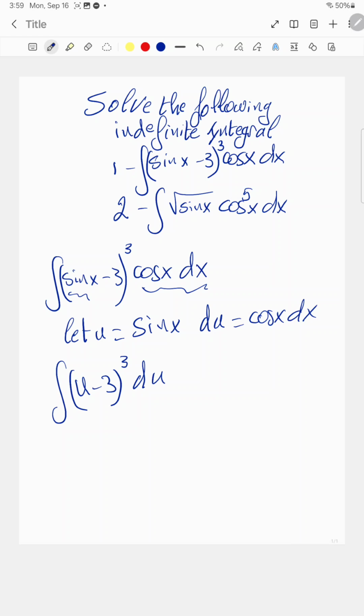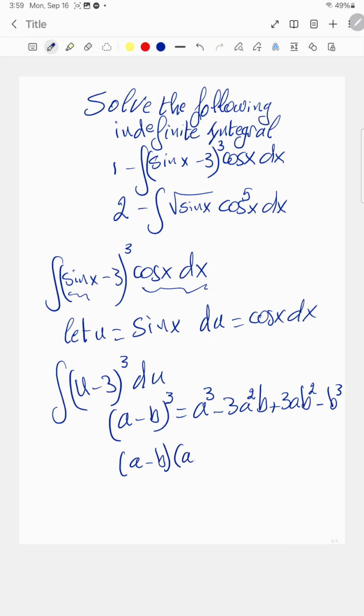And if I look at u − 3, it resembles (a − b)^3. That formula is equal to a^3 − 3a^2b + 3ab^2 − b^3. If you don't know how to get the formula, you multiply (a − b) times (a − b): the first term by the first term, the first by the second, and the second by the second. And you will have a^2 − 2ab + b^2.